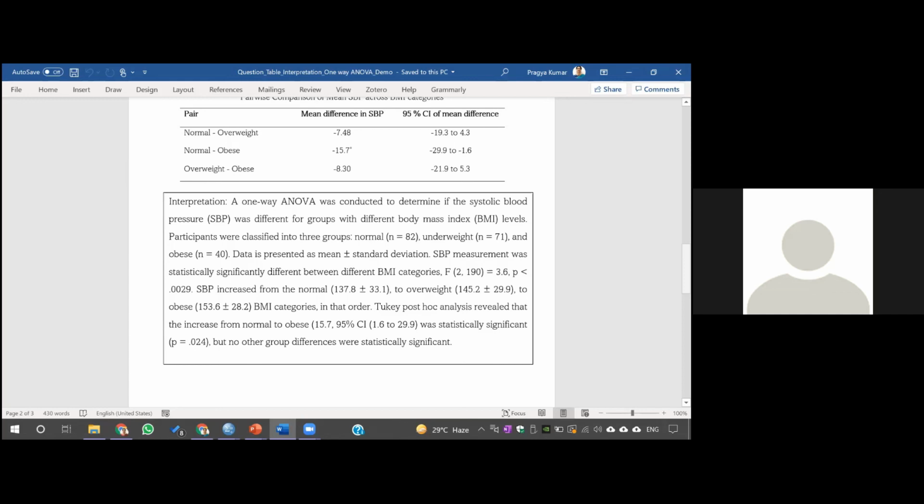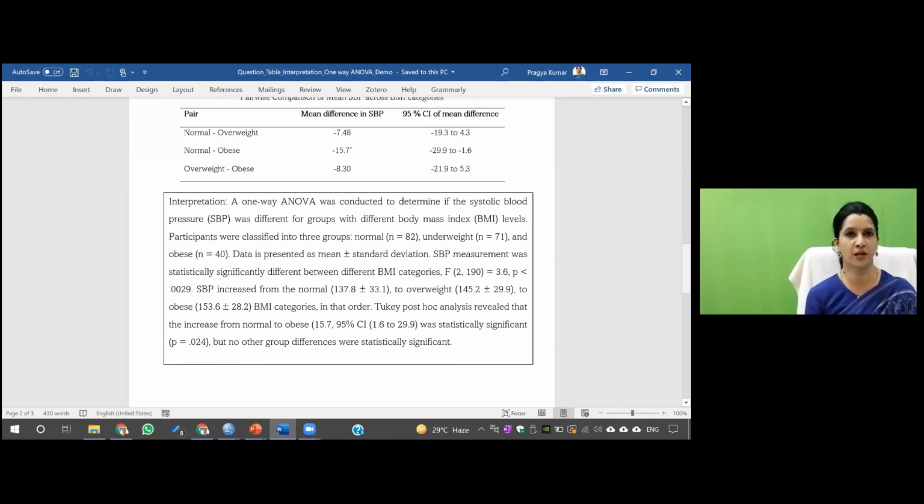Systolic blood pressure increased from the normal 137.8 with SD of 33.1 to overweight 145.2 with SD of 29.9 to obese 153.6 with SD of 28.2, BMI categories in that order. Tukey post hoc analysis revealed that the increase from normal to obese, that is 15.7 with CI of 1.6 to 29.9, was statistically significant with p-value of 0.024, but no other group differences were statistically significant. And what have I missed out in this result? You have to comment now on that also.